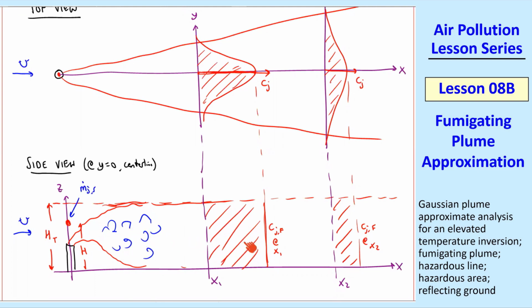And then by the time it gets to X1, we have CJF at X1 and CJF at X2 when it gets down here. So this value CJF is decaying with X. And if you think about it, since everything is well mixed in the vertical direction, there's no difference between here and here in the Z direction. So if I take a slice here, it will look like a rectangle. So this is a Gaussian in Y, but it's a rectangle in Z.